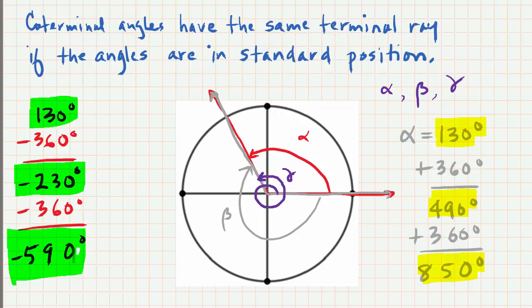This is the process if we're dealing with angles that are in degrees. Now, if we wanted to deal with angles that are in radians, instead of adding or subtracting 360 degrees, we would add or subtract 2 pi. The process is the same though.